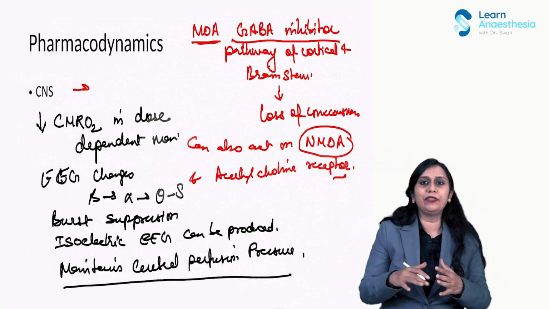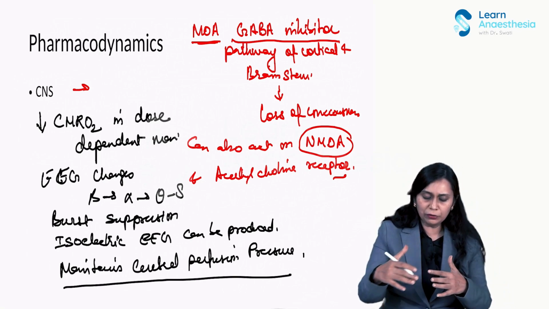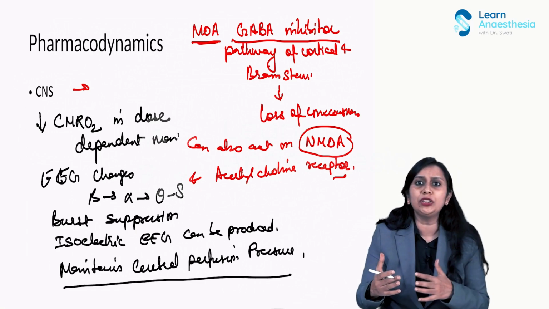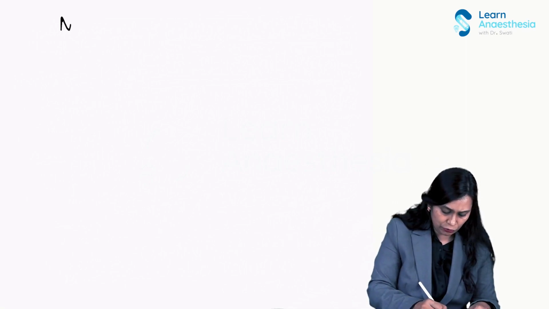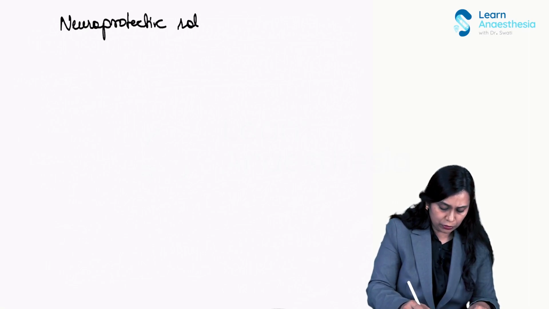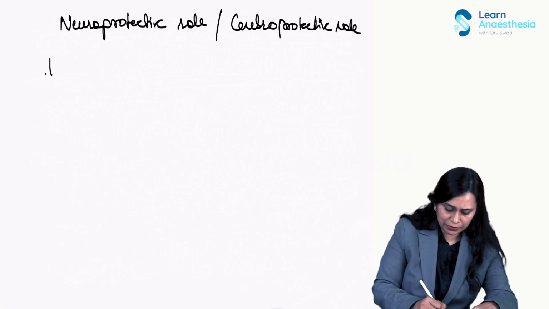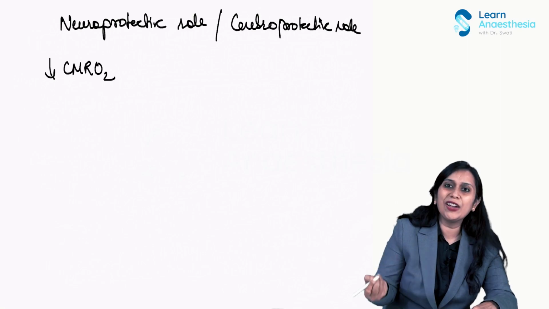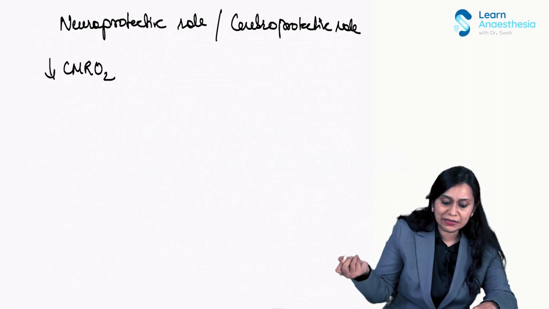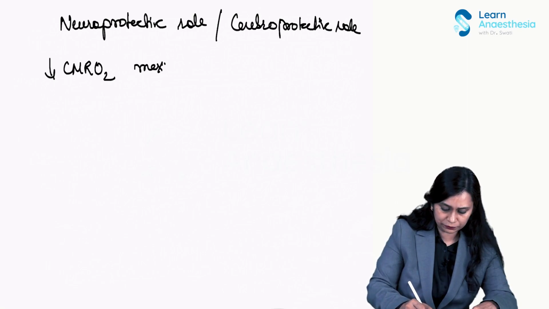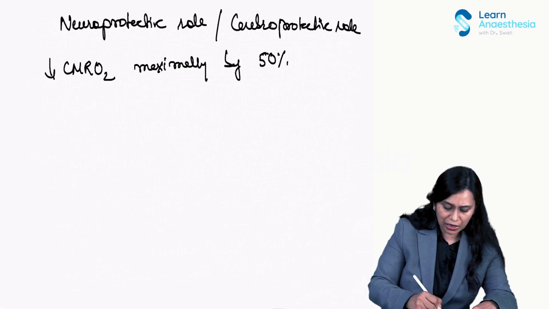Okay. So, this is the effect on the central nervous system, all good effects. Now, apart from these good effects which it produces on CNS, it produces some additional cerebroprotective effect. So, its neuroprotective or cerebroprotective role. Now, some things I have already written. Decrease CMRO2. Thiopentone decreases CMRO2 maximally, right, by 50%. Then anticonvulsant.